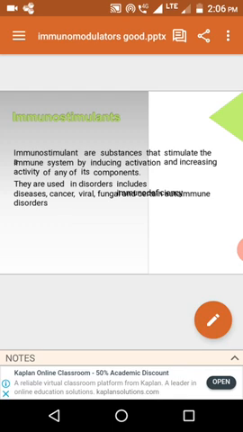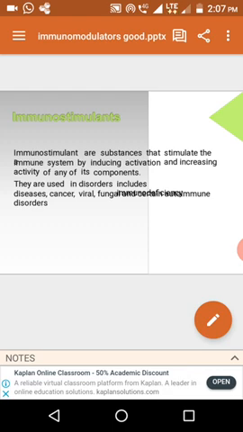Today we are going to discuss a very small topic, that is immunostimulants. Immunosuppressants suppress the immunity. Immunostimulants improve or stimulate the immunity. Immunostimulants are the drugs which stimulate the immune system either by increasing the cellular activity and functions of immune cells, or by increasing the components of the immune system like various cytokines, such as interferons and interleukins.